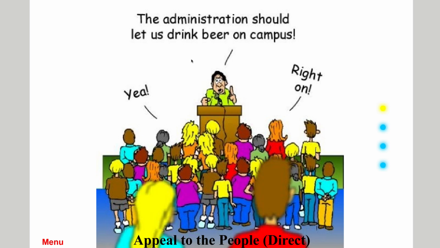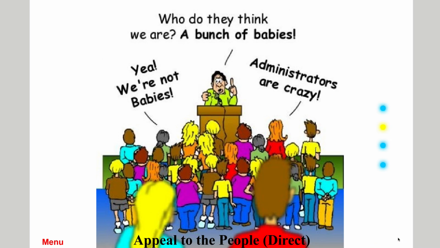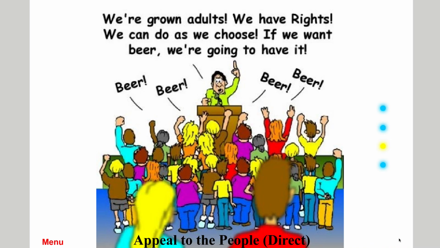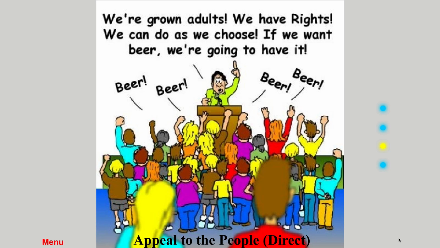The administration should let us drink beer on campus. Yeah, right on! All of us think it, therefore they should think it too. What do they think we are? A bunch of babies? Yeah, we're not babies. Administrators are crazy. We're grown adults. We have rights. We can do as we choose. If we want beer, we're going to have it. Beer, beer, beer, beer.